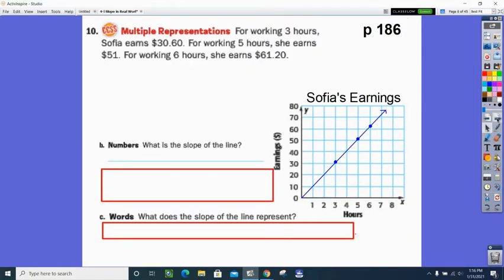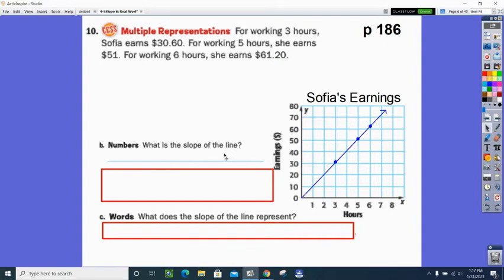So how about if we take a look at page 186? You're going to notice for problem number 10, I am putting the title in. This is Sophia's earnings. And for working 3 hours, she earns $30.60. For working 5 hours, she earns $51. For working 6 hours, she earns $61.20. What is the slope of the line? It's linear, see? And so I plotted the points. Here they are. And we need to find the slope of the line.